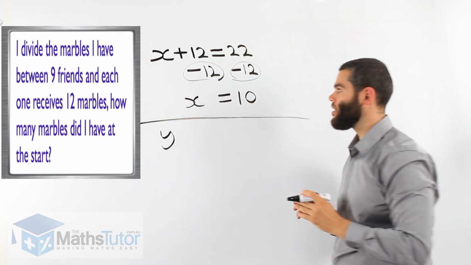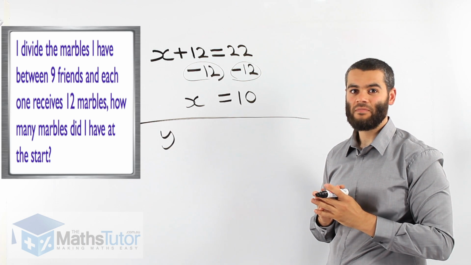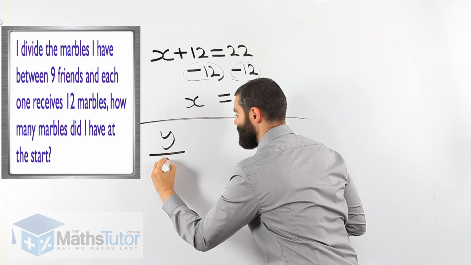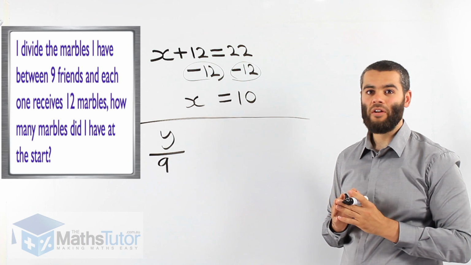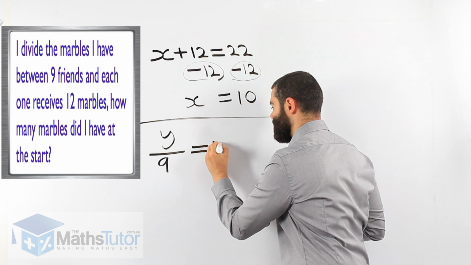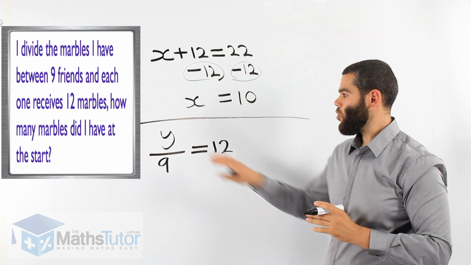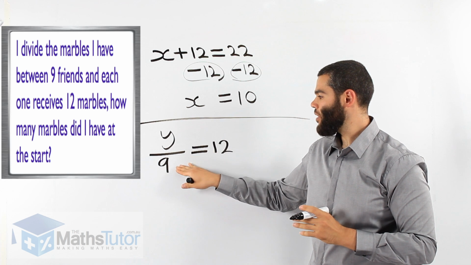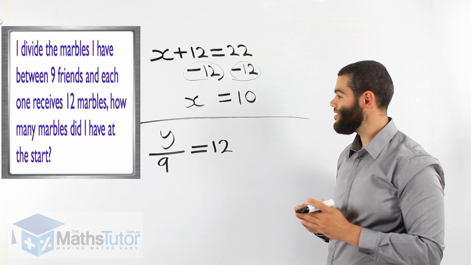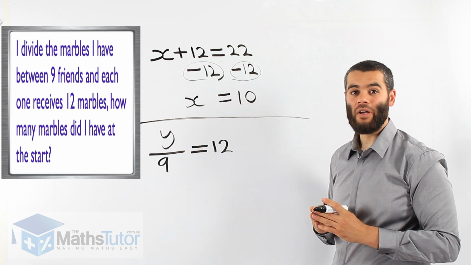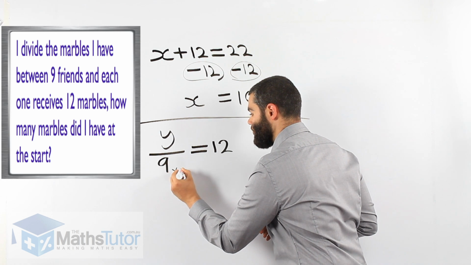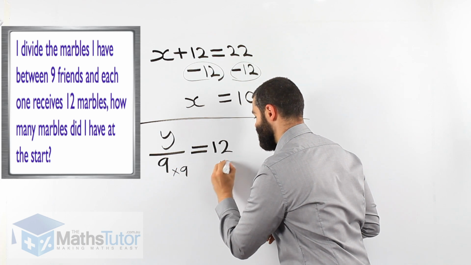Y is the total marbles I have. I'm going to divide it between 9 of my friends. Y divided by 9. And each one of them is going to get 12. All my marbles divided by 9 of my friends, each one will get 12 marbles. Well, we can see again this is a one-step equation. Well, we know divide, the opposite becomes times.